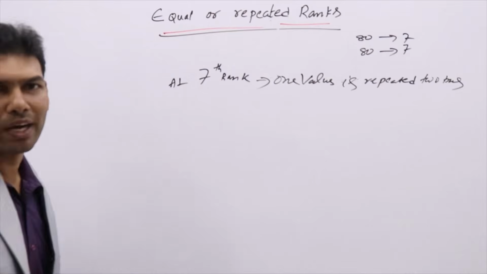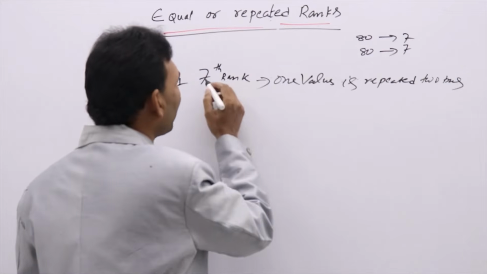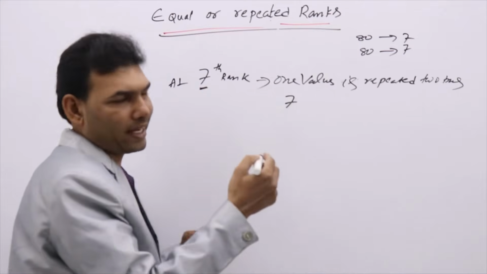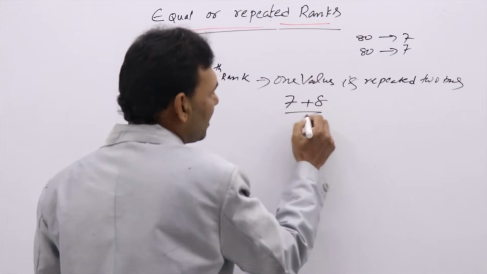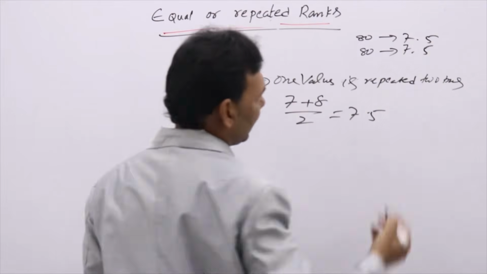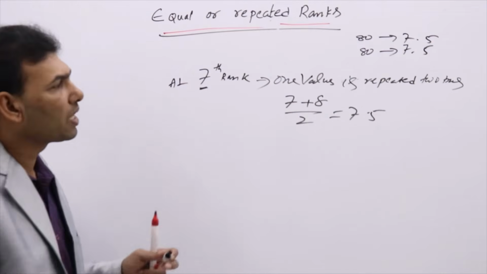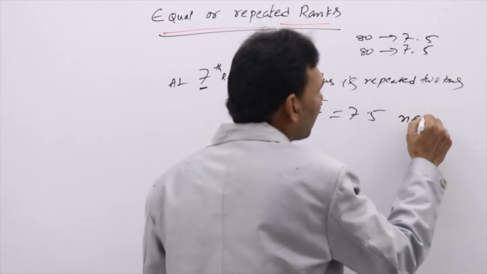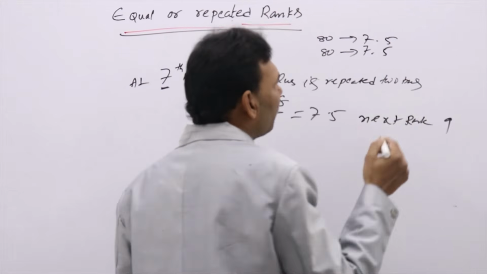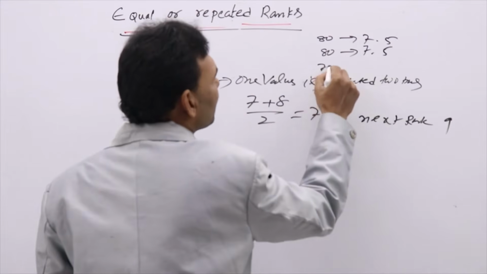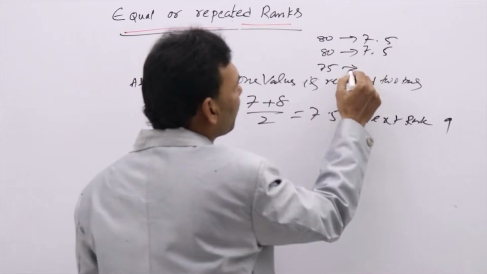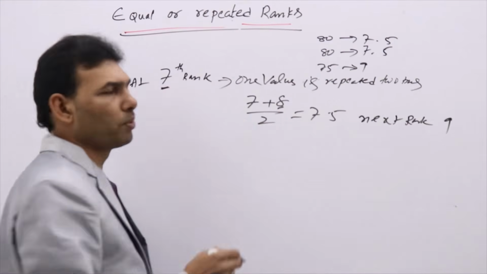Then what are we going to do? We are going to take 7th rank. From 7th we are going to take 2 ranks, 7 and 8. This average we are going to give as rank 7.5, 7.5. The next number's rank will be 9. For example, 75 is there. For 75, the next rank you are going to give is 9 because 8 is already assumed.